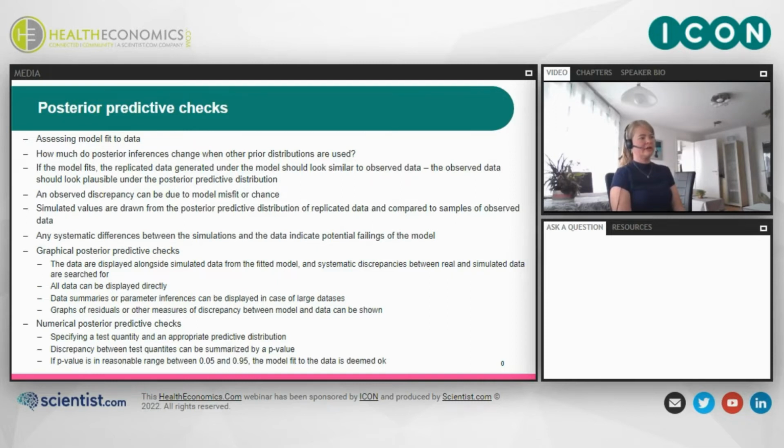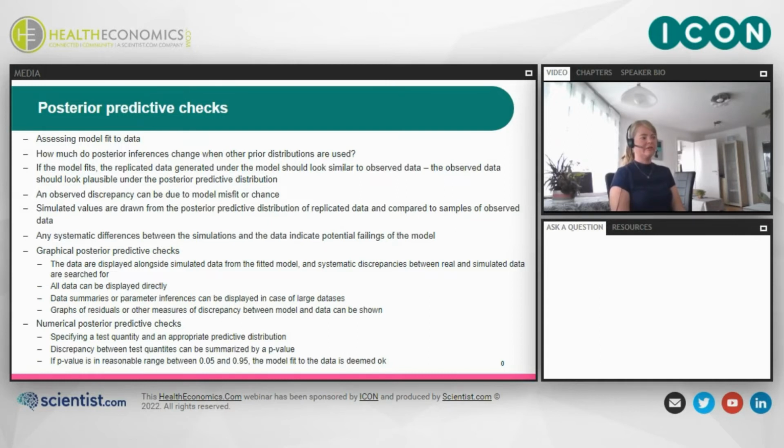And there are two main ways to do that. Either in a graphical way, we could provide data summaries on parameter inferences if we have large data sets, for example, or we could show graphs of residuals or other measures of discrepancy between the model and the data.